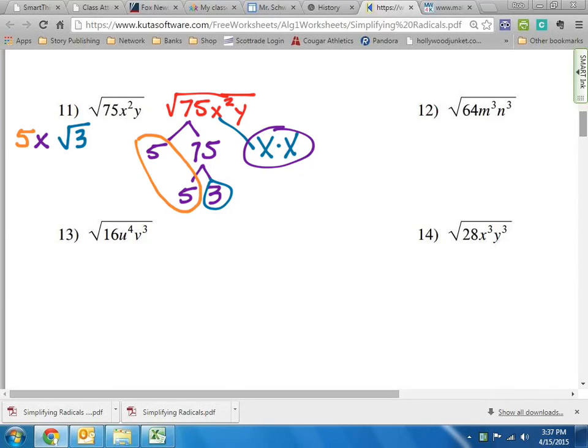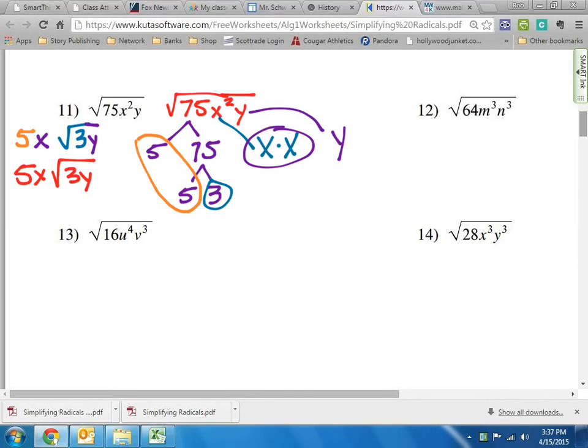And now let's deal with y. There's only one of them. There's one y. So there's no pairs, so I can't pull anything out. I have to leave it on the inside. So I put y right here. So my final answer for this one is 5x radical 3y.